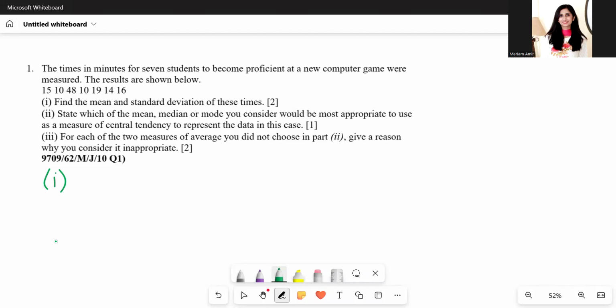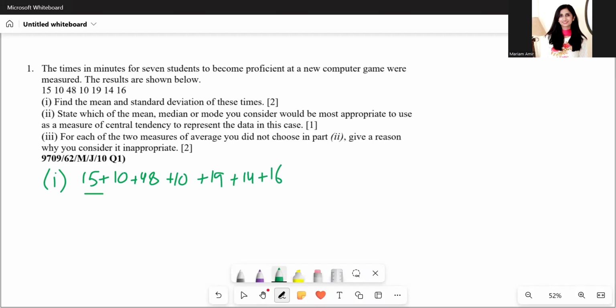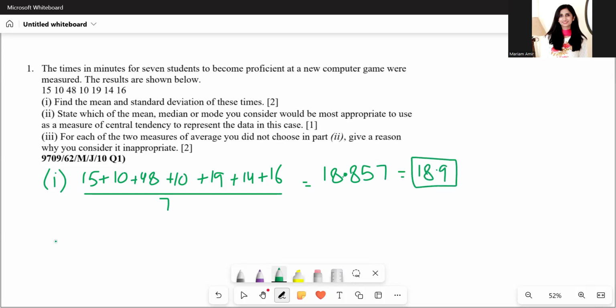Okay. So the mean is going to be 15 plus 10 plus 48 plus 10 plus 19 plus 14 plus 16, divided by the total number of values, which is 7. Enter it in the calculator and you should get 18.857, and then we round it off to 3 significant figures, 18.9. This is the mean time. We may write the units as well, 18.9 minutes.